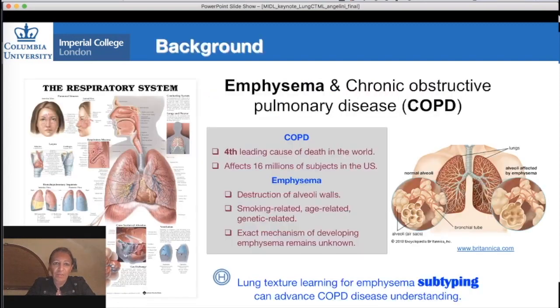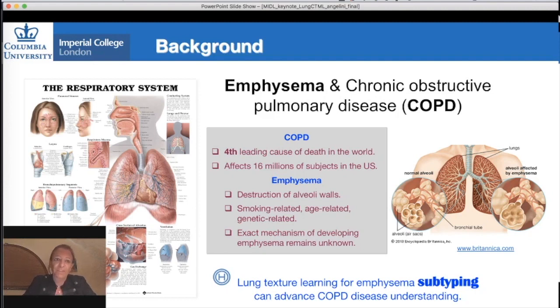So to start with some background information, we are looking at the respiratory system, and in particular emphysema and its association with chronic obstructive pulmonary disease, or COPD. COPD is the fourth leading cause of death in the world. It affects 16 million subjects in the US, and emphysema corresponds to destruction of the alveoli walls, those small units in charge of gas exchange. Emphysema is smoking related, it's age related, but it's also genetic related. And the exact mechanisms for developing emphysema remain mostly unknown.